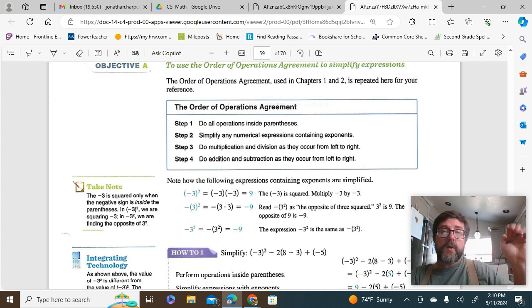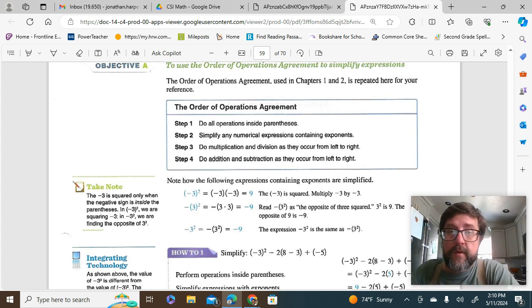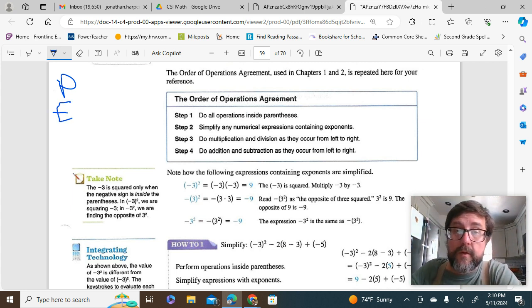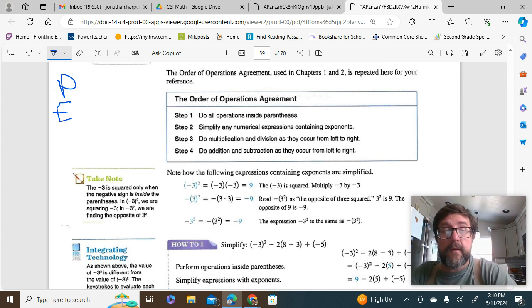Do all operations in parentheses. Remember the P, that stands for please. Simplify any numeric expressions containing exponents. Exponents is second, that is excuse. Do all multiplication and division as they occur from left to right.